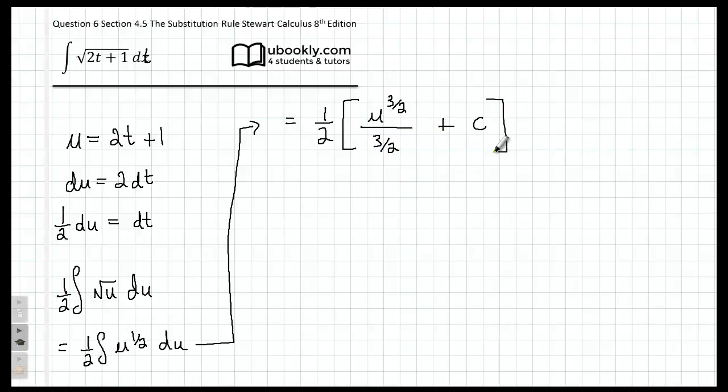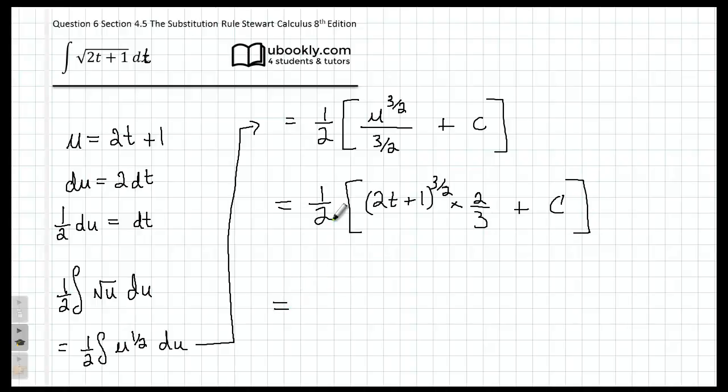plus c, and that would equal to a half. Well, my u is 2t plus 1, so I'll write 2t plus 1 to the power of 3 over 2, and I'm going to multiply by the reciprocal of the denominator, which is 2 over 3 plus c. I can simplify that further, put this half back in. I'll get 1 over, or 2 over 6, or that would simplify to 1 over 3 into 2t plus 1 to the power of 3 over 2 plus c.